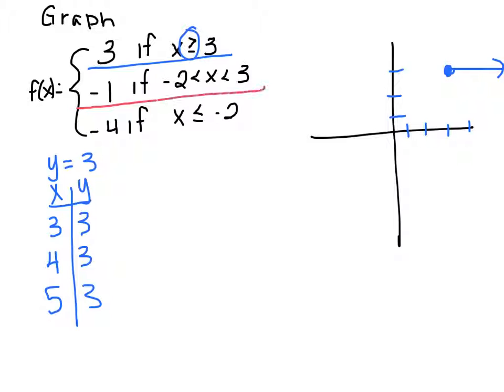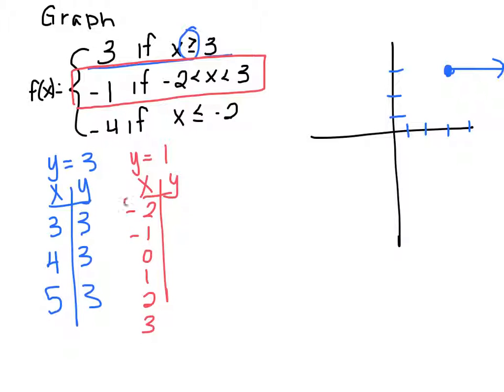The next piece right here, y equals -1 when x is between -2 and 3. So I'm truly going to use -2, -1, 0, 1, 2, 3. But remember at -2 and 3, I'm going to graph with open circles. When you have part of your graph that has a domain between 2 specific numbers, use every integer in that domain. And it says y is -1. Oops, I didn't put a negative there. So all these will be at -1.